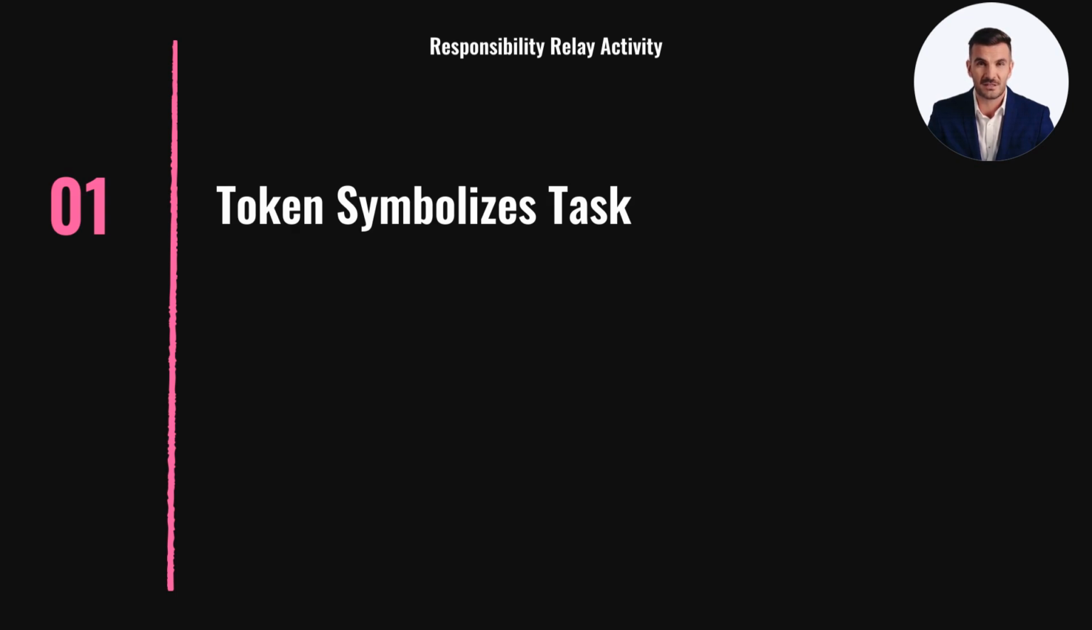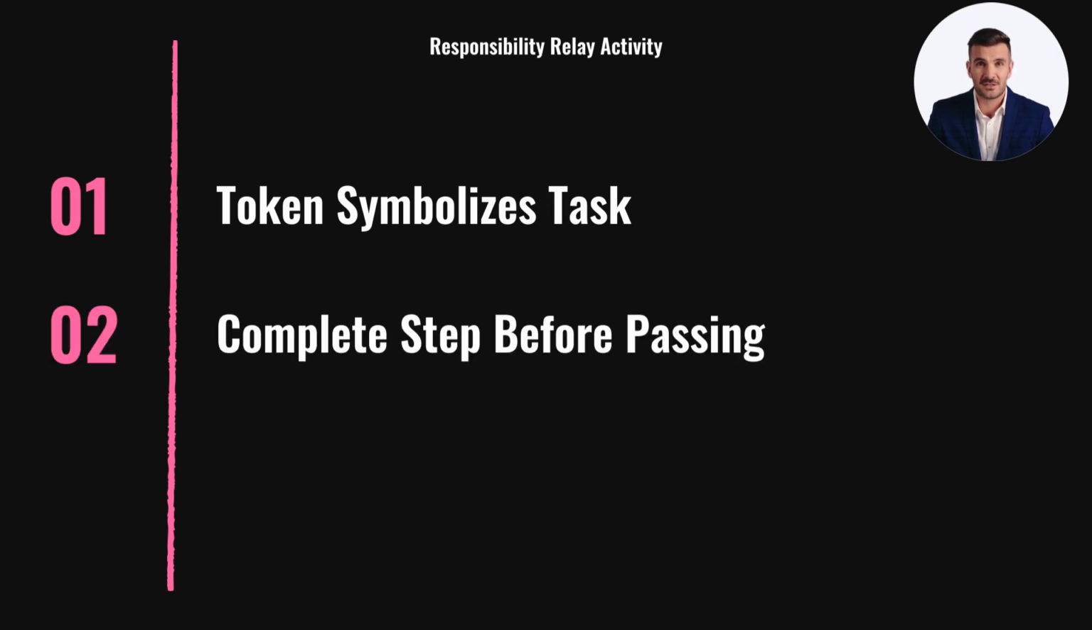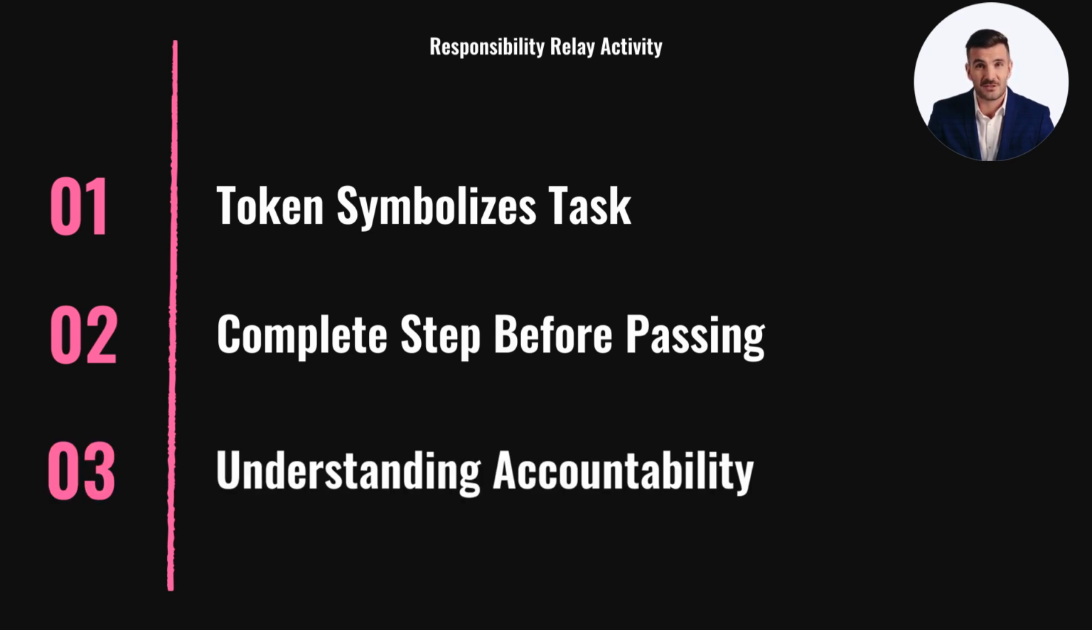In our responsibility relay, each team member receives a token symbolizing their task. As we build a structure, everyone must complete their step before passing the token. This activity highlights the impact of unfulfilled responsibilities, fostering a deeper understanding of personal accountability and teamwork.